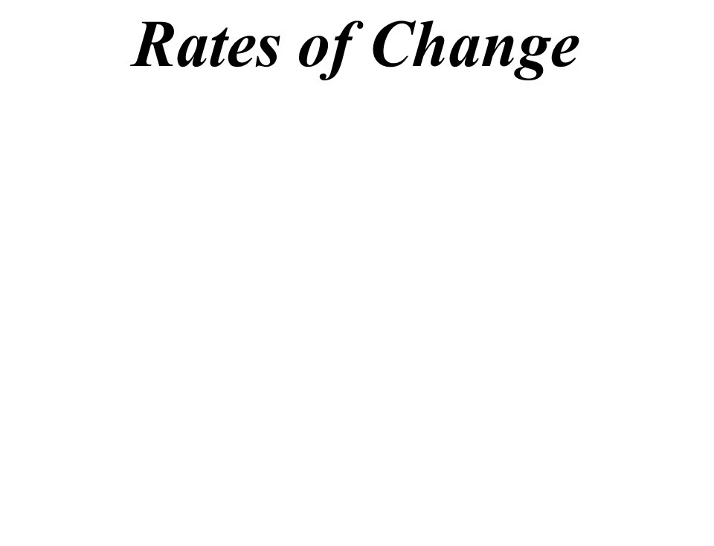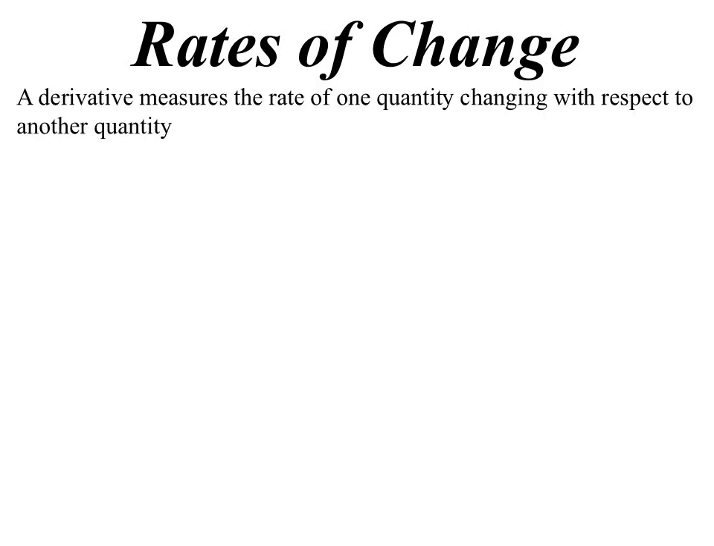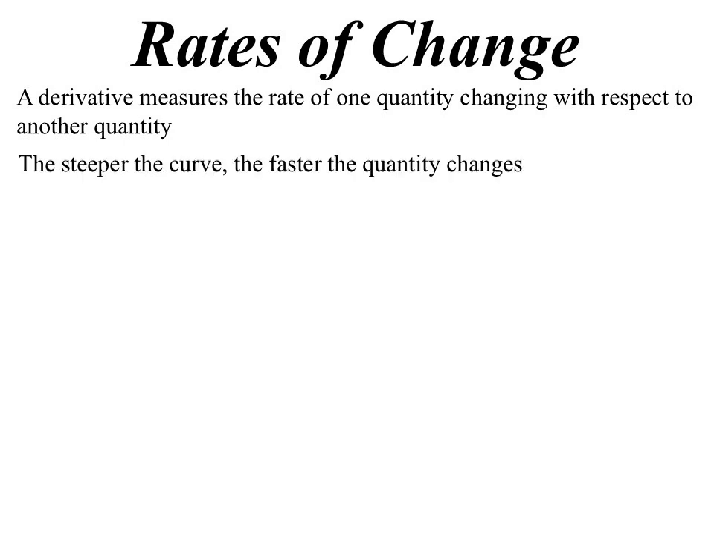Our derivative measures a rate of change. So that's something we know. If we think about the actual curve then, what does that mean? Well, the steeper the curve, the faster the change. So the bigger the number, it must be changing faster.